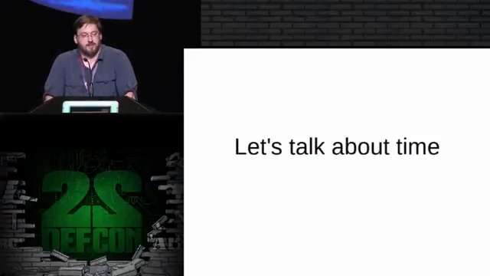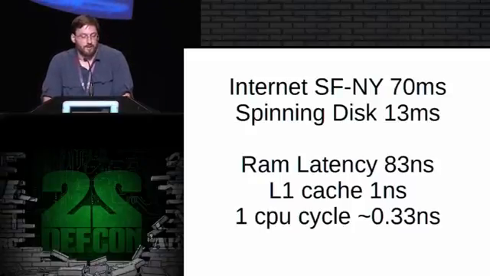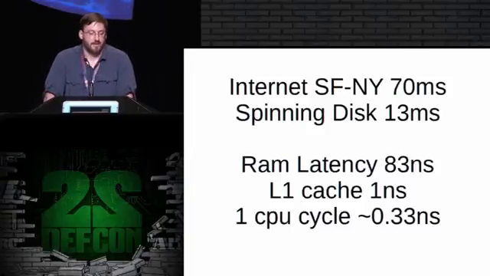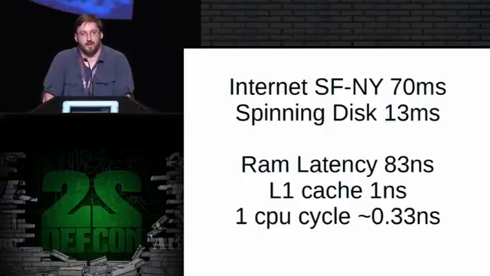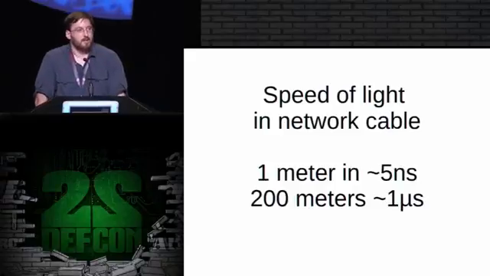So let's talk a little bit about time. Intuitively, we know that getting from San Francisco to New York takes about 70 milliseconds. Getting data off a spinning disk takes about 13. Going down further, RAM latency is about 83 nanoseconds. Getting to the cache in the CPU, you're in the sub-nanosecond range. And then down to the CPU cycle, which is a third of a nanosecond. By the way, the references for everything are in the speaker notes on my slides, which will be on GitHub after the talk.